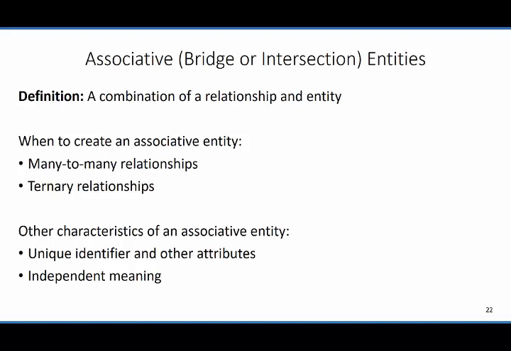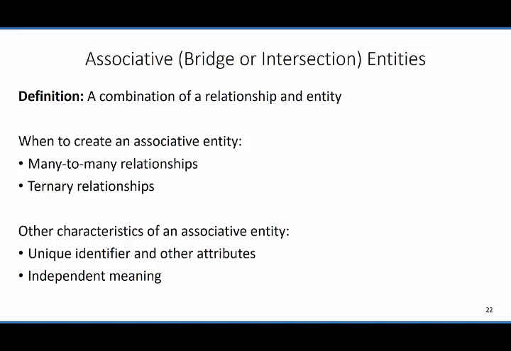In the previous video, we talked about relationships. In this video, we're going to talk about associative entities, which are bridge or intersection entities, and they exist because of a combination of a relationship and an entity. So when do we create an associative entity? Always when we see many-to-many relationships or ternary relationships and beyond.